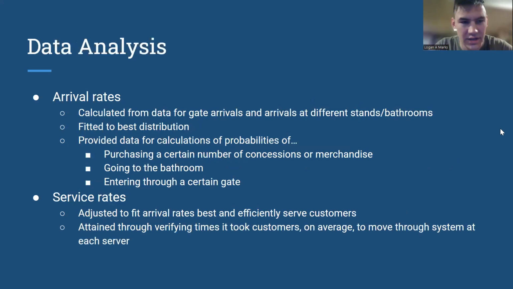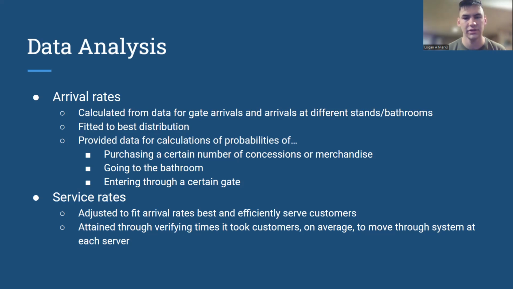So looking at our overall data analysis, we got a ton of data from Simio. We calculated overall arrival rates and service rates for each respective section: gates, merchandise, concessions, bathrooms, security at the gates, and what people are going to do at those concessions, for example. So we calculated that data for gate arrivals and arrivals at those different areas. And then from that, we were able to fit them to their best distribution to see what the data looked like and what we were going to be working with.